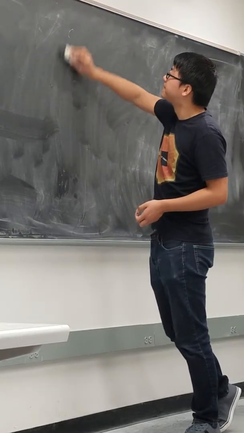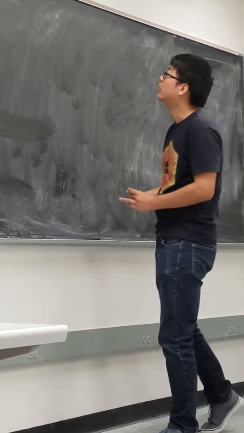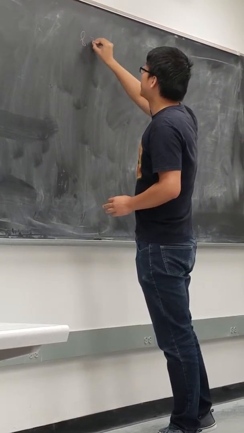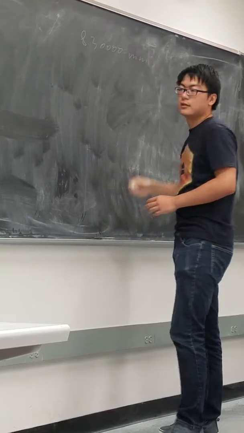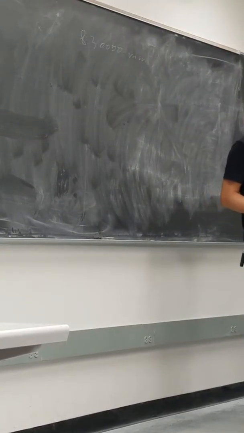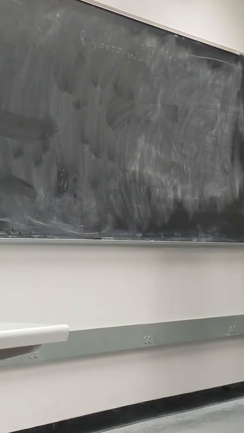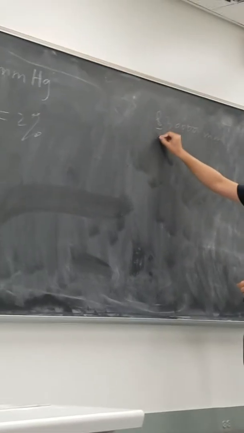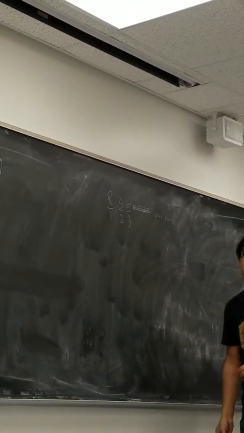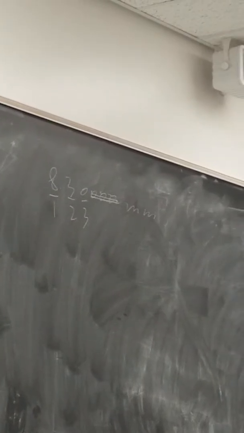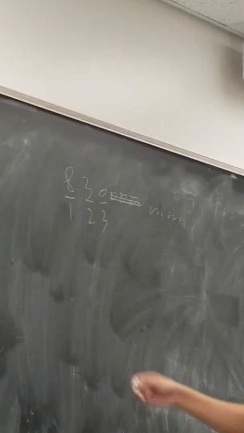Now part A, we have a number 8.3 with a bunch of zeros, millimeter. We want to report it as three significant digits. So count from here, 1, 2, 3. This is all we need. 8.30.